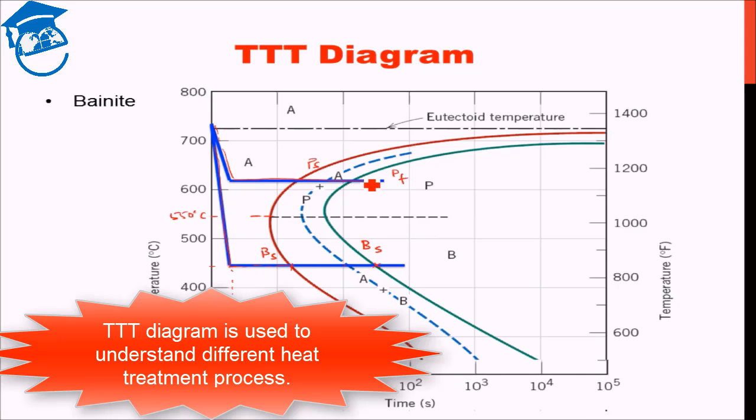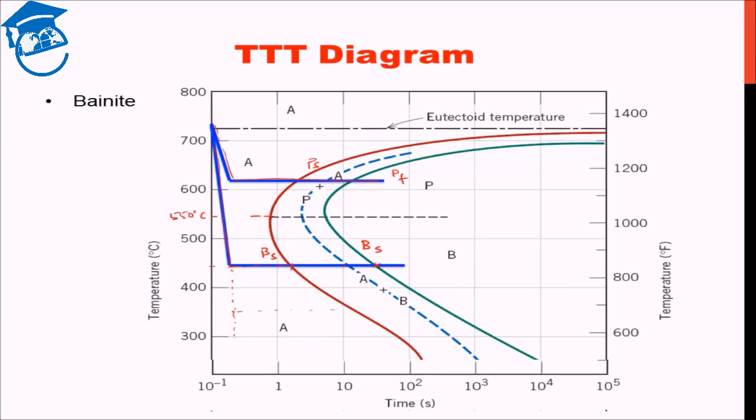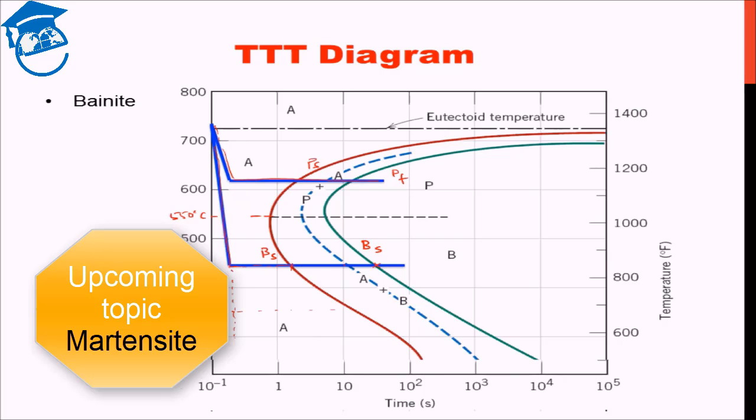We'll also see a different kind of phase altogether. Today we discussed pearlite and bainite. We'll see something known as martensite, which is not formed by diffusional processes. Martensite formation is a diffusionless process. Therefore, martensite formation is actually supported at quite low temperatures. We'll see that in a later lecture.